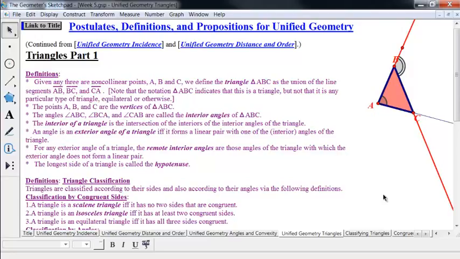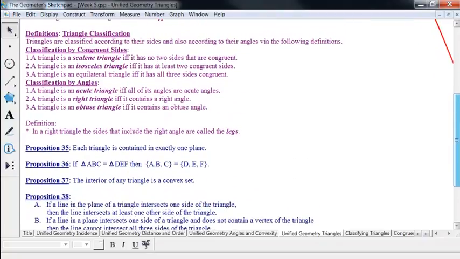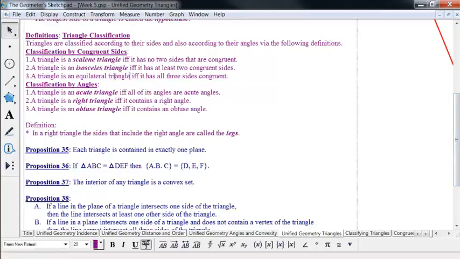The longest side of a triangle is called the hypotenuse. That's mainly used with right triangles, but we're going to use it with any triangle. Now we have some triangle classification definitions, and we'll look at some examples of this in a next video. But a triangle is scalene if and only if it has no two sides that are congruent. It's an isosceles triangle if and only if it has at least two congruent sides. It's an equilateral triangle if and only if it has all three sides congruent.